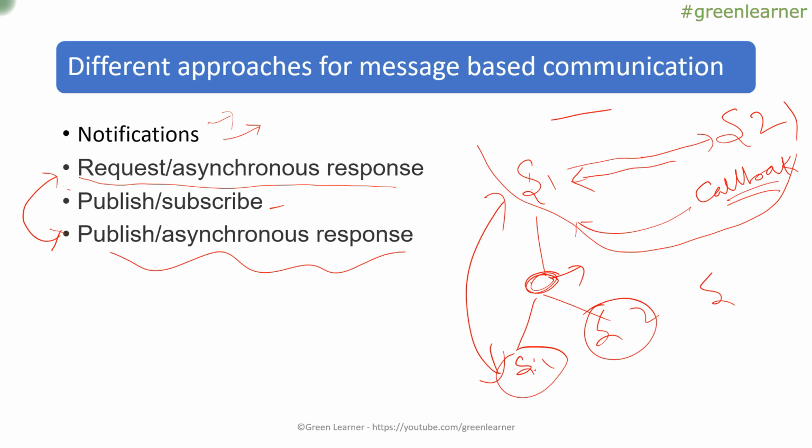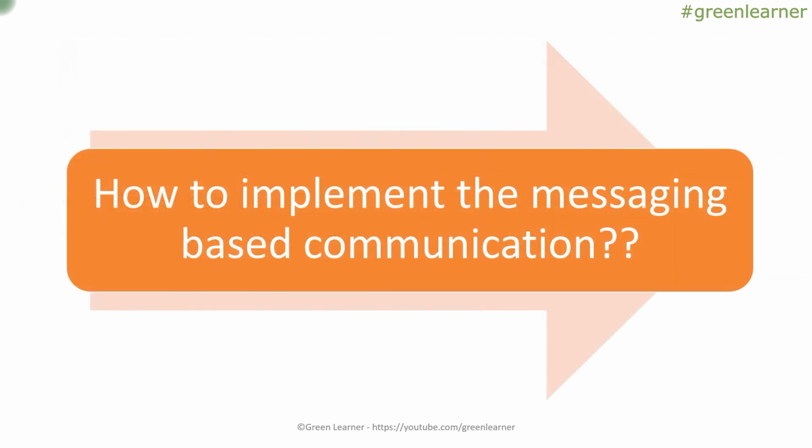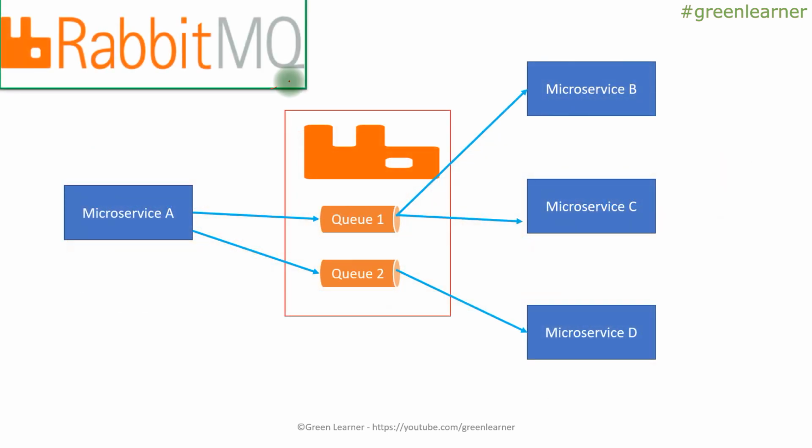Now coming to how we can implement this messaging based communication. We were talking about the message broker coming into the picture, where we have to publish the message. How can we do that? There are different providers in the market, so let me show you some of those. There is RabbitMQ, a message broker which we can use. A microservice can publish messages to a queue. There is a concept of queues, and different microservices that want to listen to respective queues can listen to them.